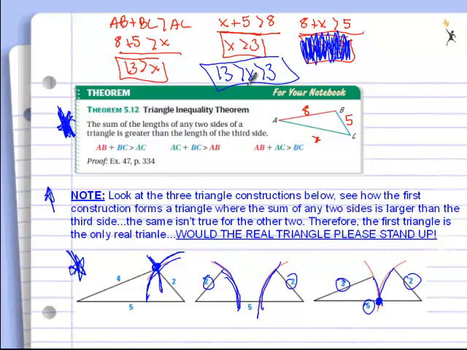Here we know that the third side has to be greater than 3, like 4, but less than 13, like 12. So any number in between these two could be a third side.